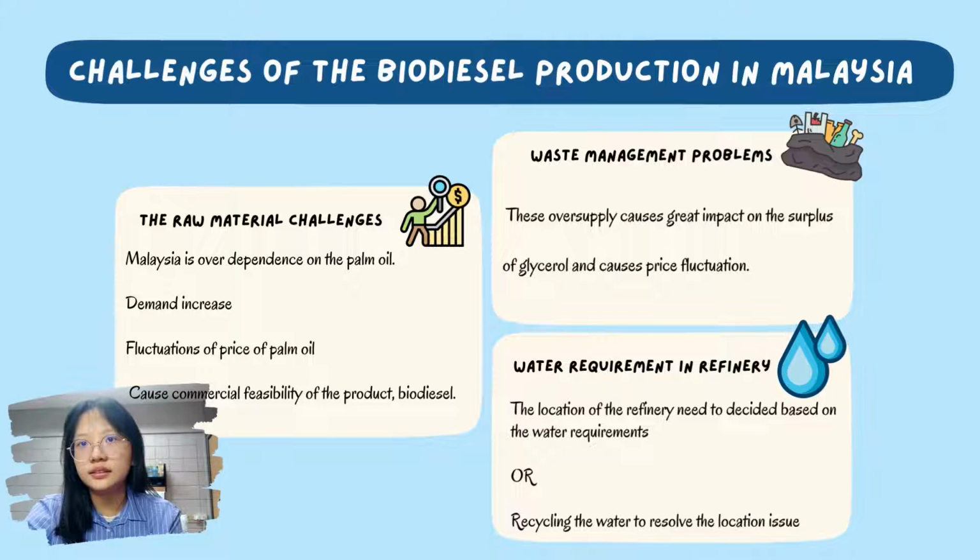And the third challenge is the water requirement challenge, because water is very important in refinery process and purification process. So when we build the plant, either we choose the location near the water resource, or we have to consider recycling the water. Either of the methods is very costly.